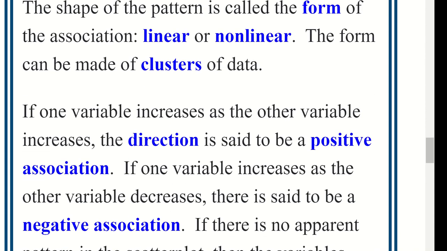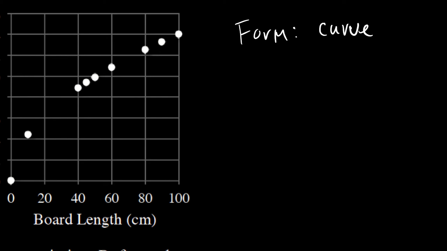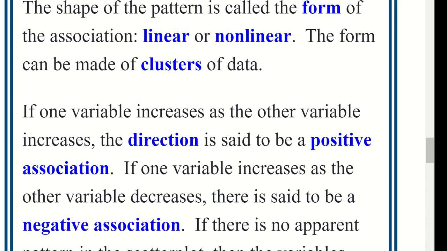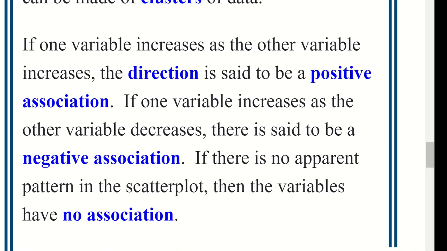If one variable increases as the other variable increases, the direction is said to be positive. Well, that's what we have, right? We've got a positive association. So the form, they use the word nonlinear, and its direction is, what did they say? Positive. It says if one variable increases as the other variable increases, the direction is said to be positive.